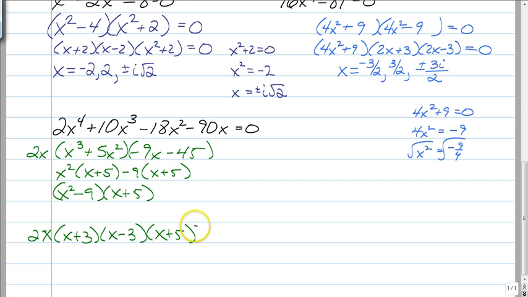So if we set every single one of those terms equal to 0, 2x equals 0, so x equals 0. x plus 3 equals 0, so x equals negative 3. x minus 3 equals 0, so x equals 3. And x plus 5 equals 0, so x equals negative 5.